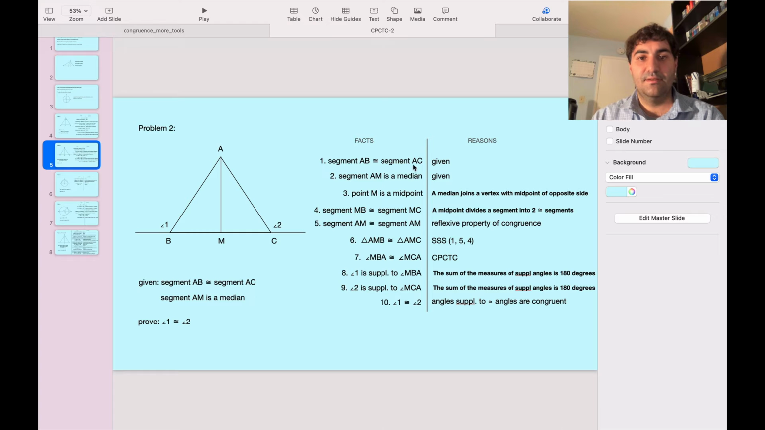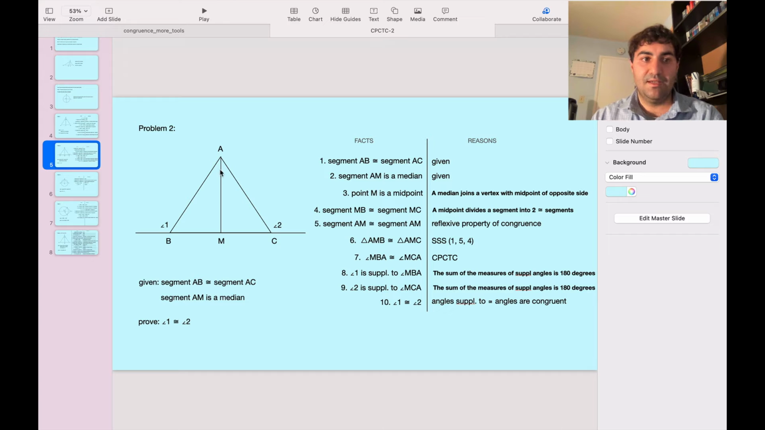So we write down our givens here. And since segment AM is a median, then point M is the midpoint of segment BC, because a median joins a vertex of a triangle with the midpoint of the opposite side, right? And since this is a midpoint, segment MB is congruent to segment MC, because the midpoint divides a segment into two congruent segments.